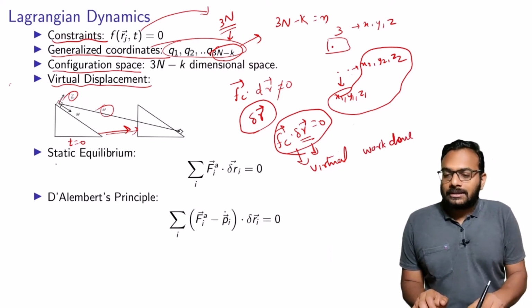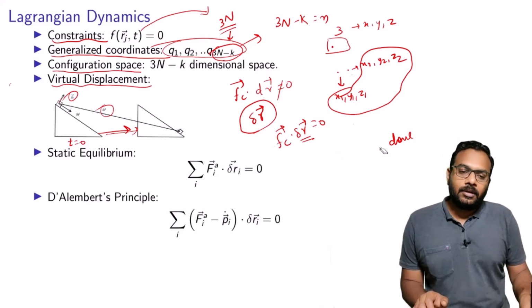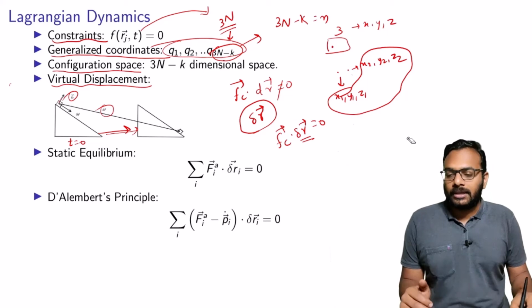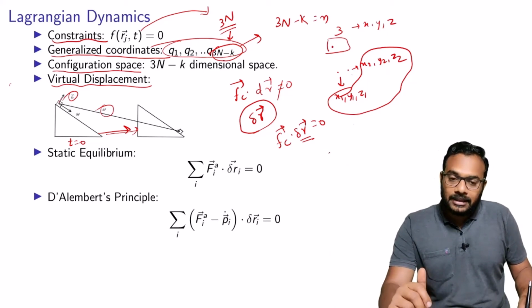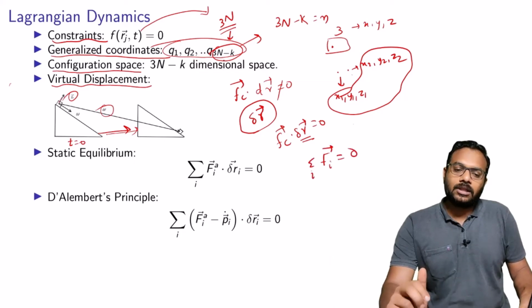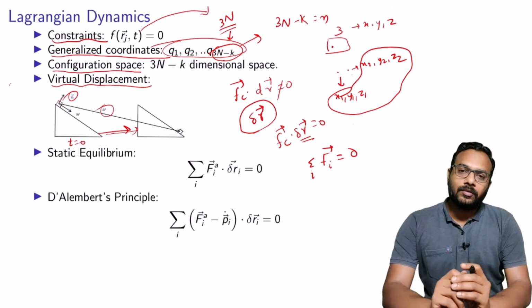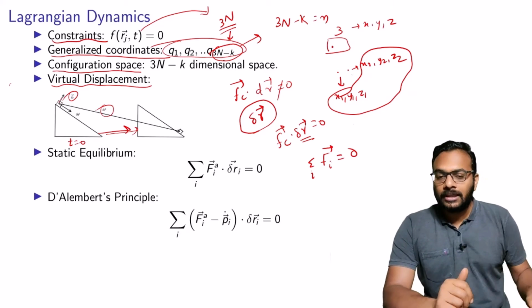And we have this case of static equilibrium. How do we describe static equilibrium? When we say that a system is in equilibrium, it means that the total force acting on the system is 0. The vector sum of all the forces acting on the system is equal to 0. That's what we mean by equilibrium.